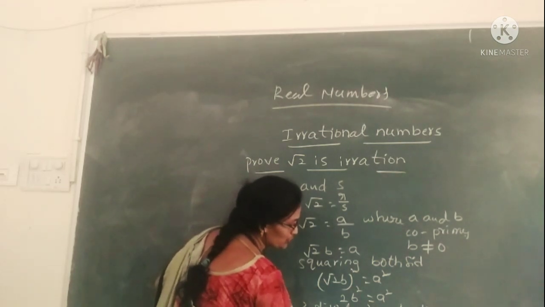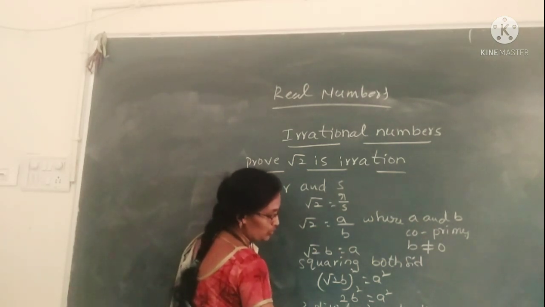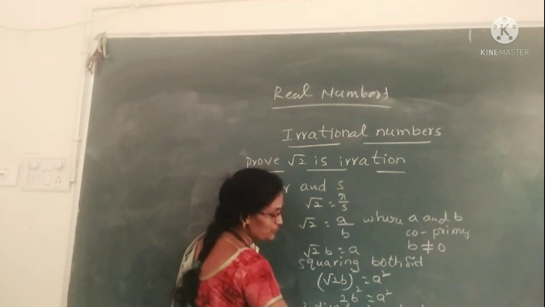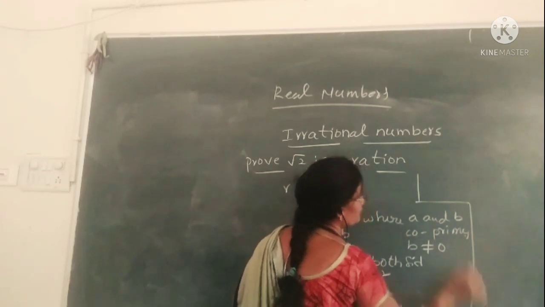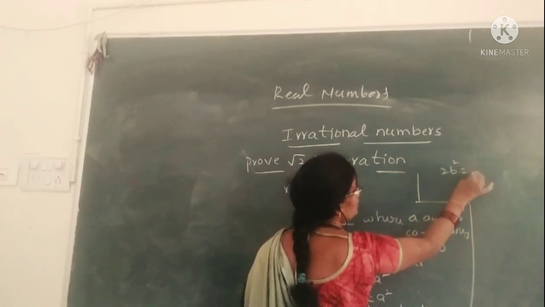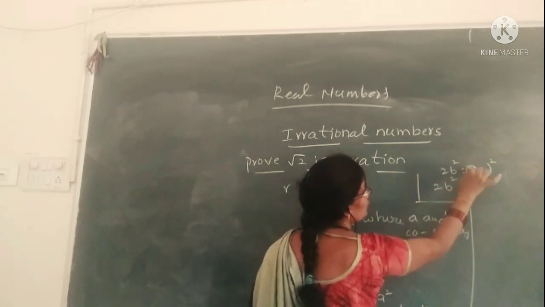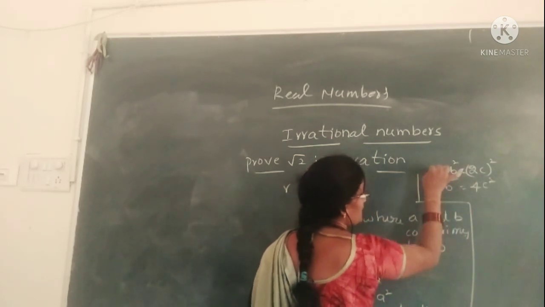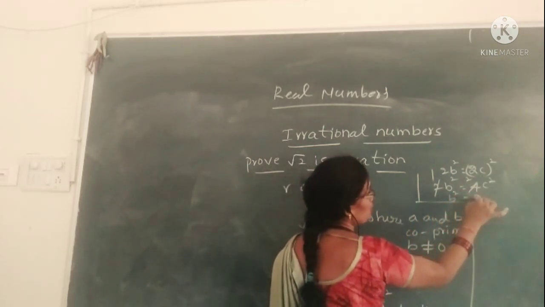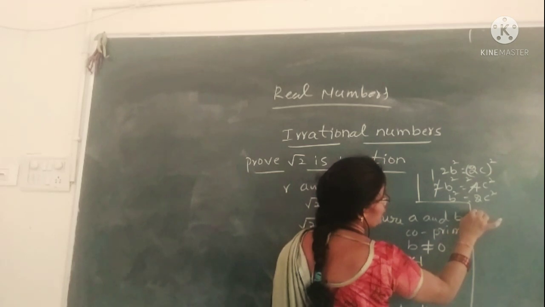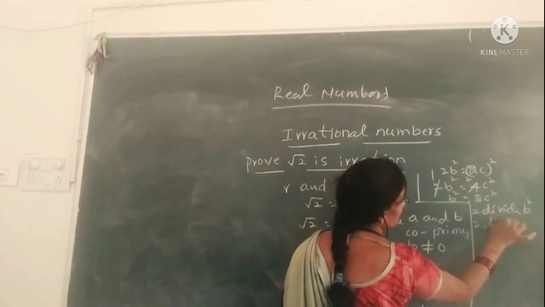Then we take A is equal to 2C. Substituting the value of 2C, we write 2B squared is equal to 2C whole squared, so 2B squared is equal to 4C squared. Cancelling 2, we get B squared is equal to 2C squared. So 2 divides B squared and 2 divides B.